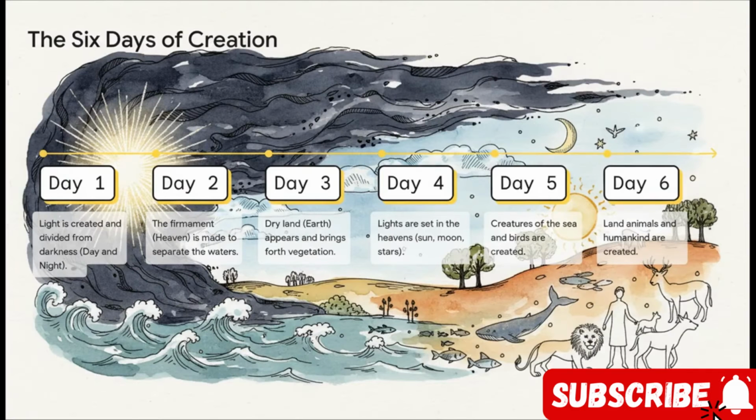And here is the game plan, the roadmap for how it all unfolds. It's a super clear, methodical 6-day process. You'll see we start with light, then get the sky and the land, and then everything starts getting filled in. This structure, this deliberate step-by-step approach is honestly the key to understanding the whole story.